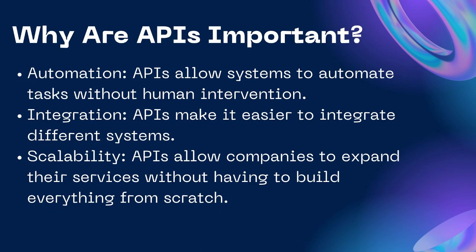Why are APIs important? APIs are everywhere and essential to modern software development for several reasons. 1. Automation. APIs allow systems to automate tasks without human intervention. For example, when you order a ride on Uber, it uses APIs to automate everything from finding drivers to handling payments.